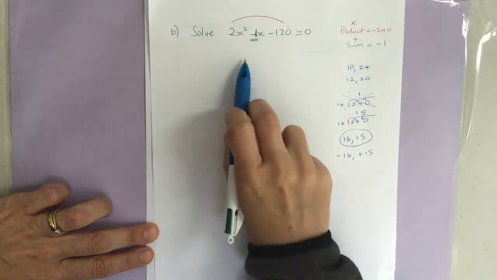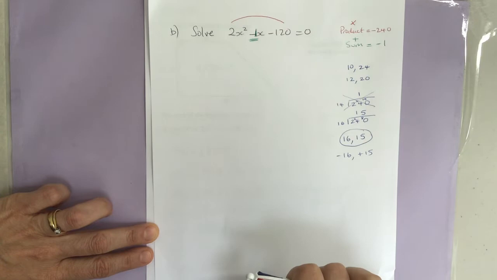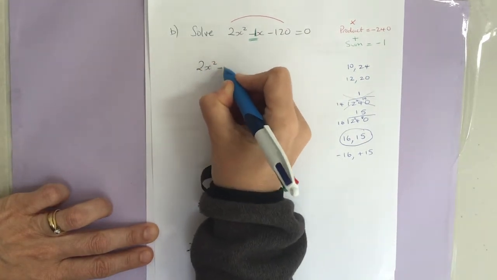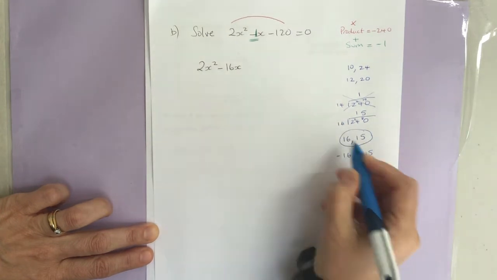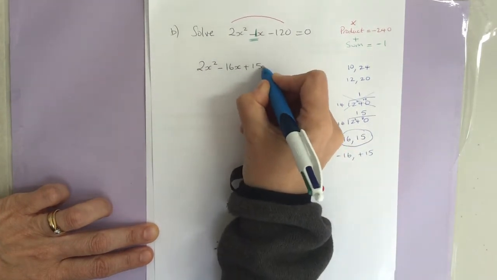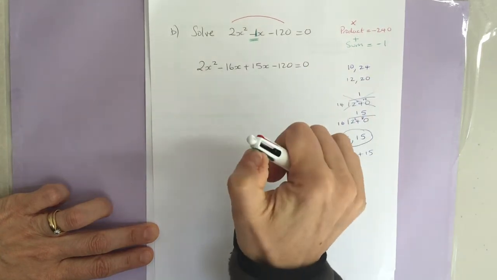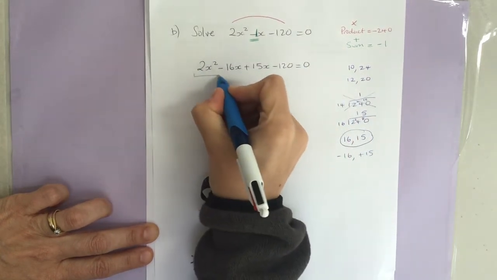Okay, let's get back to this question then. So let's split that middle term up. So that's going to give me 2x squared minus 16x plus 15x minus 120 is 0. So now let's do our factors by grouping.